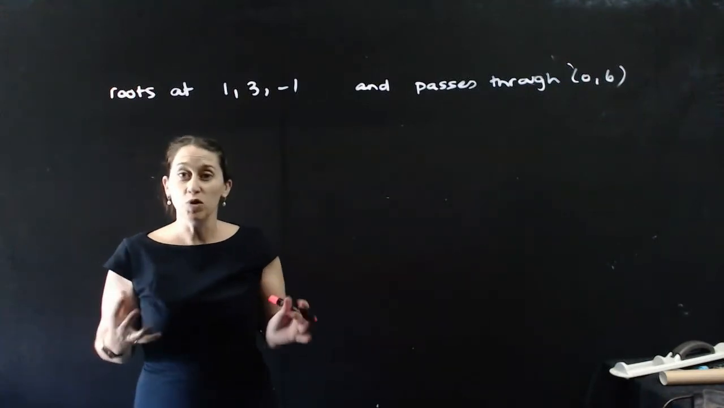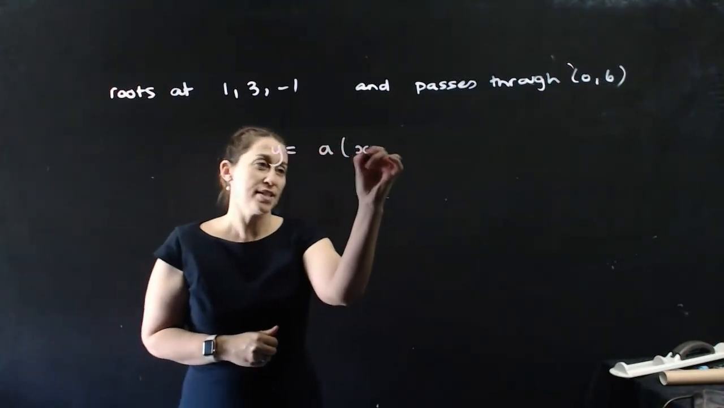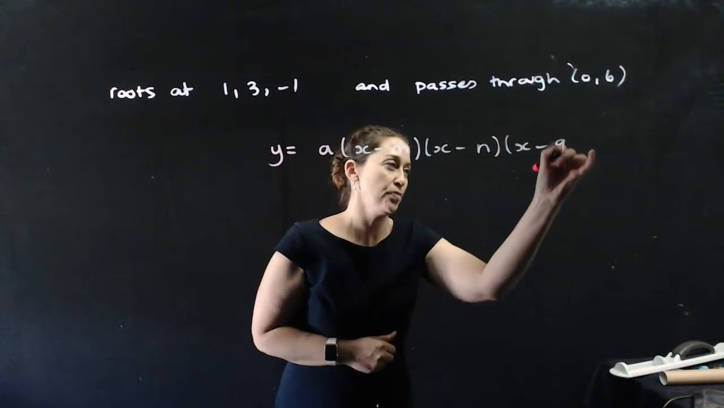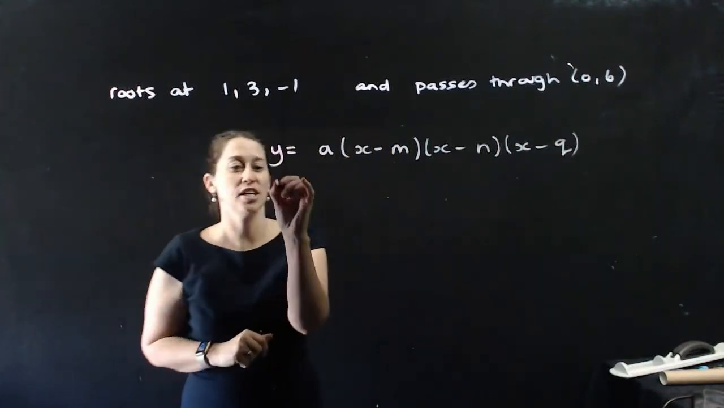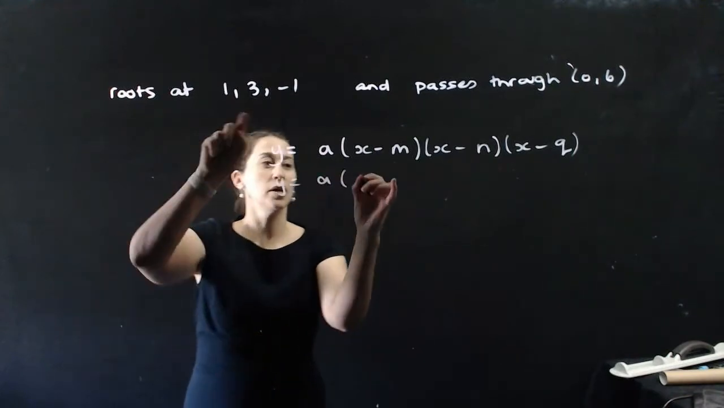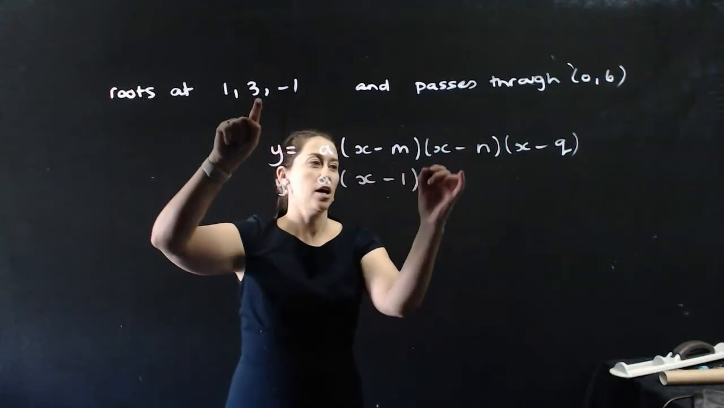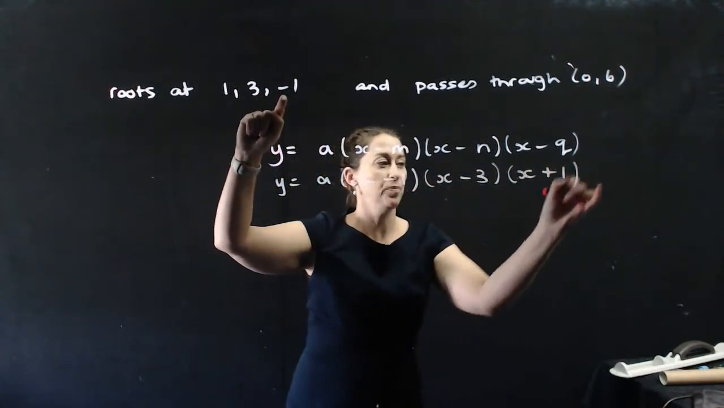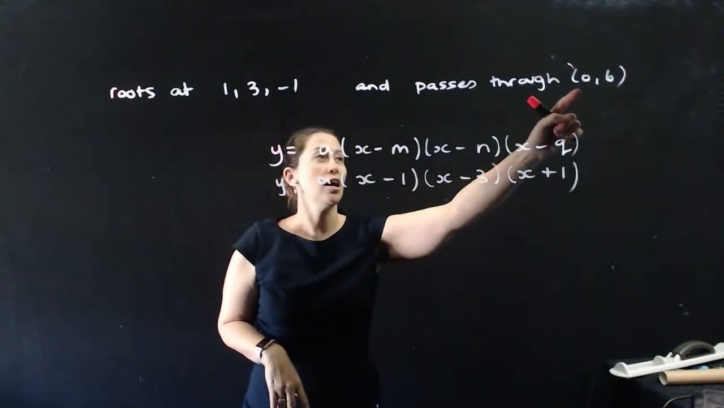So when we've been given the roots, the best form of equation to use is root form. So I'm going to write out root form and substitute in what we know. Now remember, when we put the solutions in, we'll have to change the sign. So let's put that in. I've got, it doesn't matter if I don't put them in order, (x - 1)(x - 3)(x + 1).